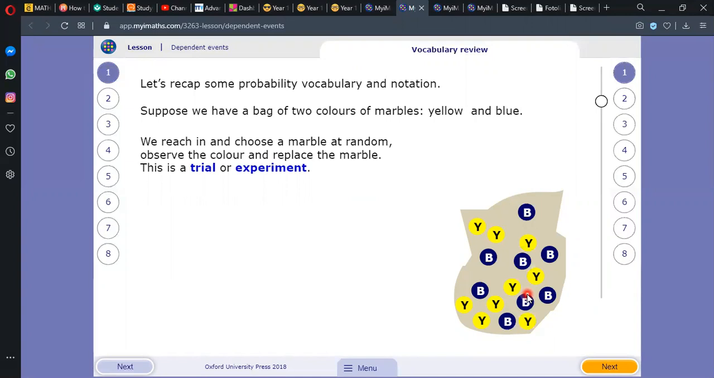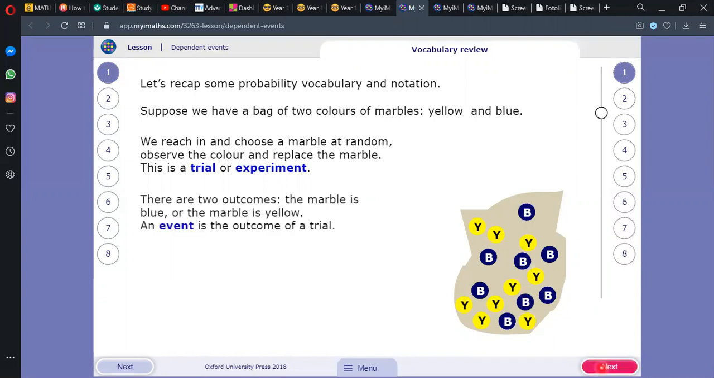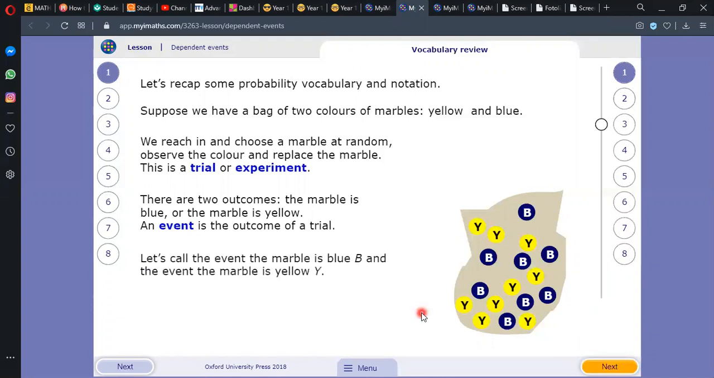Now observe the color and then replace the marble. This is a trial or an experiment. The word trial and experiment mean the same thing. There are two outcomes, definitely, for this experiment. Those two outcomes are: either the marble is blue, that's one outcome, or the marble is yellow, the second outcome. Now, an event is the outcome of a trial. An event is the outcome of a trial. So let's call the events: the marble is blue, and the marble is yellow.